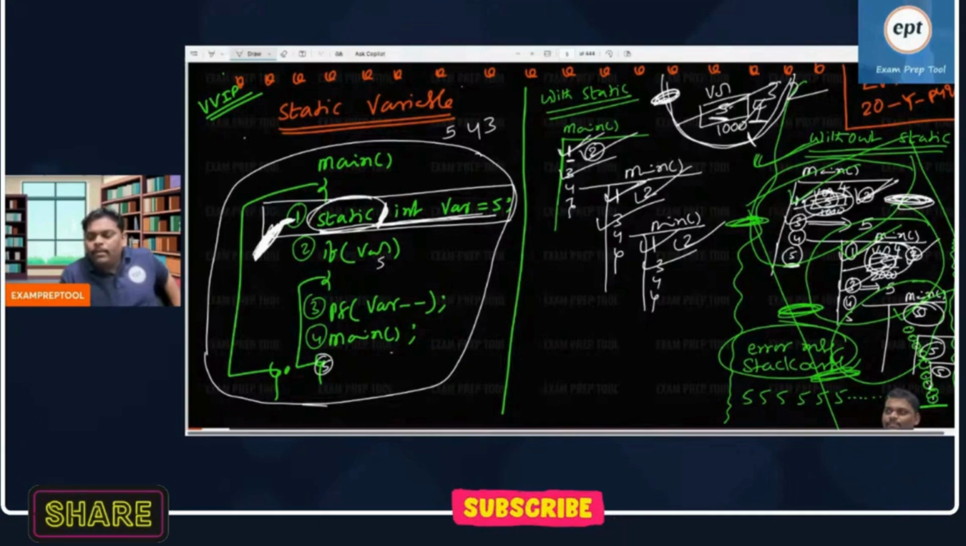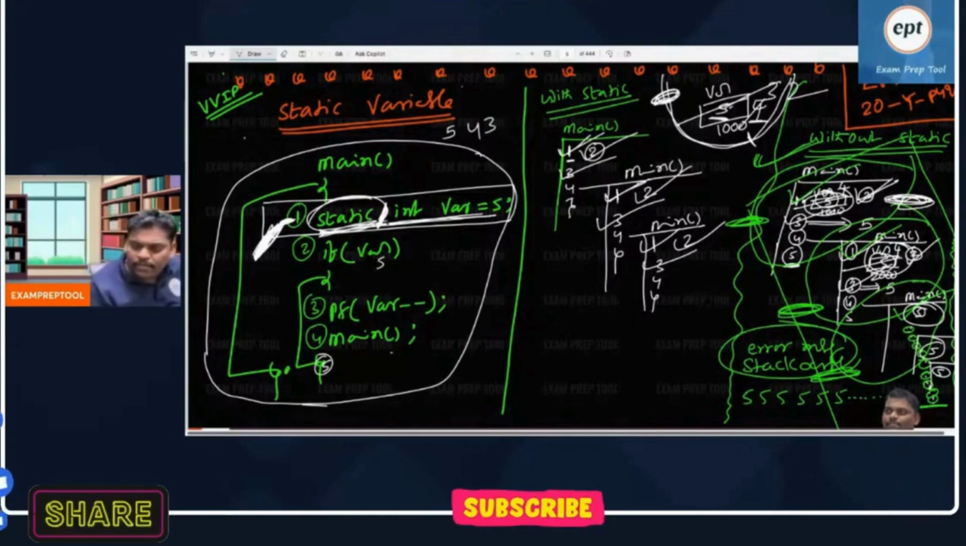Say again. Static area, who will store? Local or global? I am not saying by default who will store. I am not saying who will store in the static area. What is the answer? Local also, global also. Global by default. By default, globals are in the static area. Locals are in the stack area. But I want to keep a local in the static area.